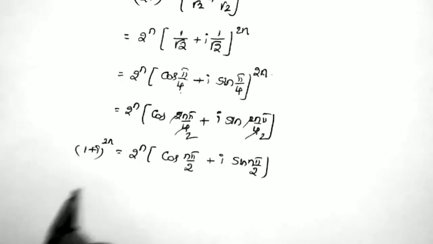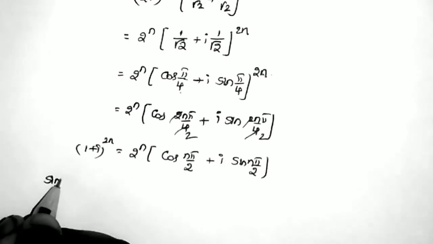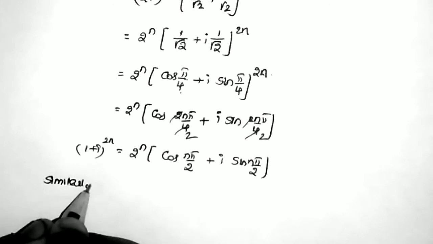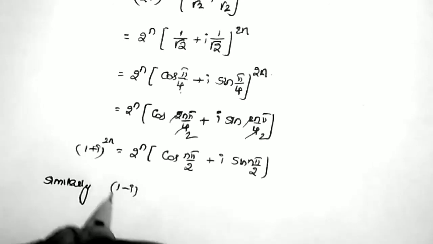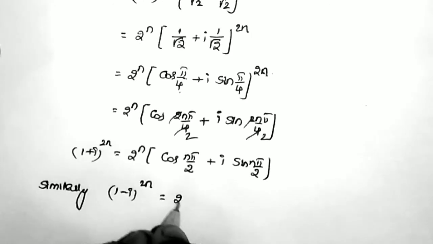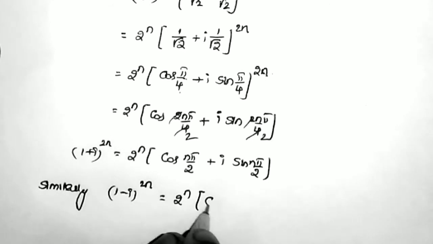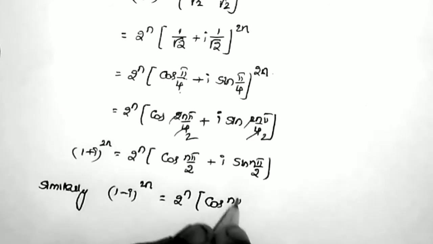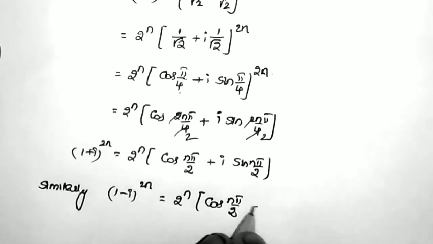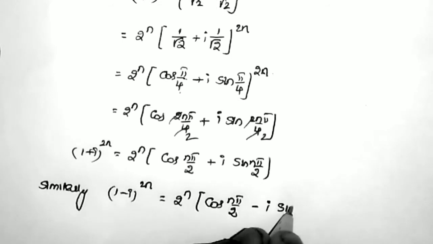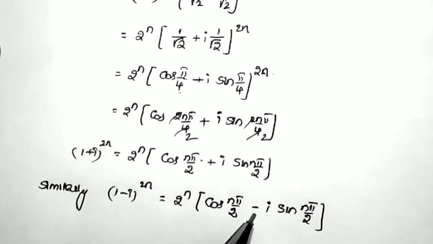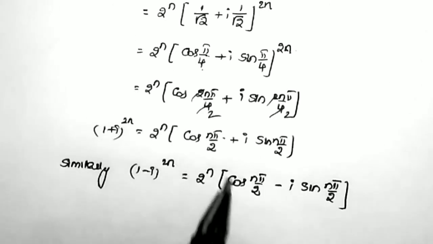So similarly, we take the second value of the LHS. What is the second term of the LHS? (1 minus i) power 2n. So the answer is 2 power n into cos n pi by 2 minus i sin n pi by 2. That is, in the above answer, we change the sign of the term. In place of plus, we have to take minus to get the answer of the second part.